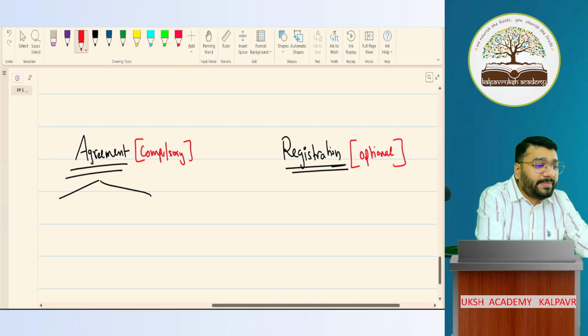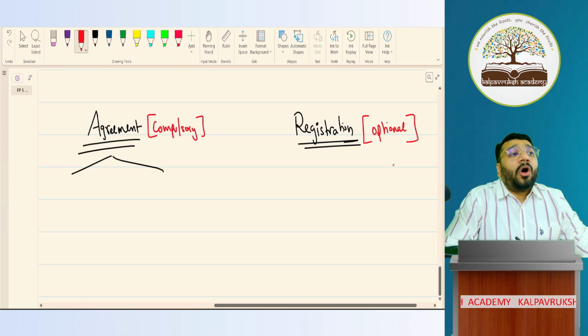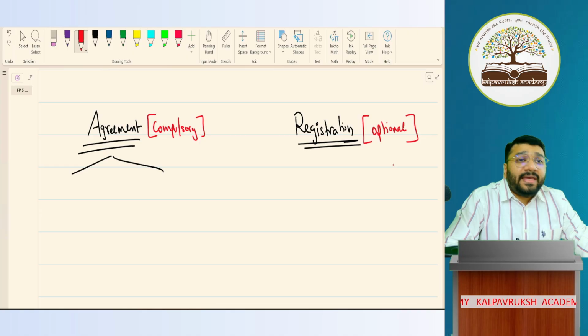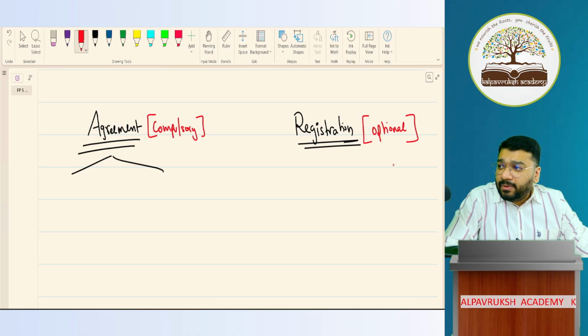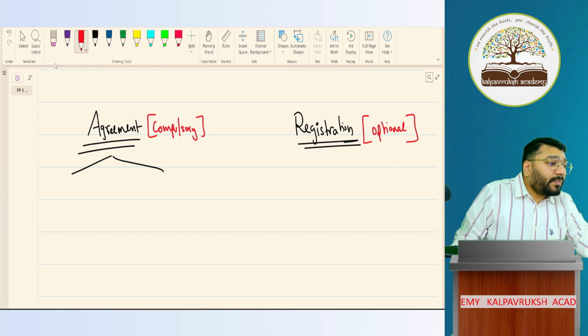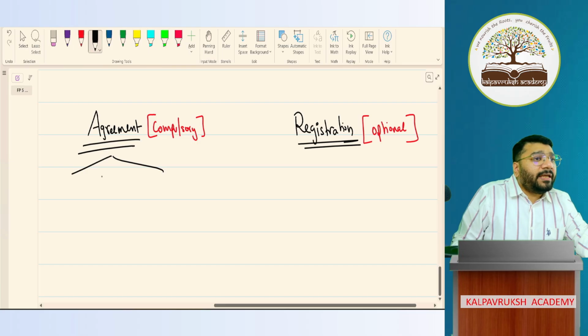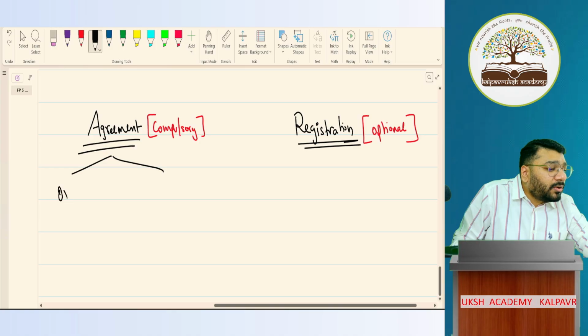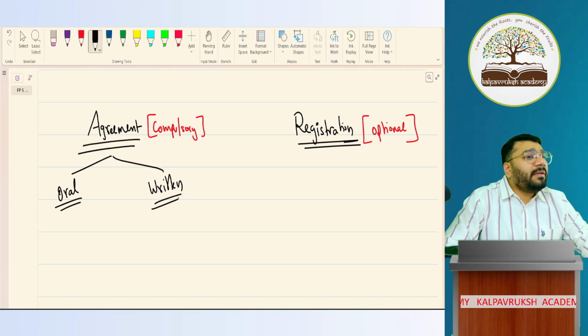Please make a note. The law, the Indian Partnership Act 1932, says that having an agreement is compulsory. Online people, am I loud and clear to all of you? Having an agreement is compulsory. Now, an agreement can be formed or created in two ways. One is oral agreement. Second is written agreement.